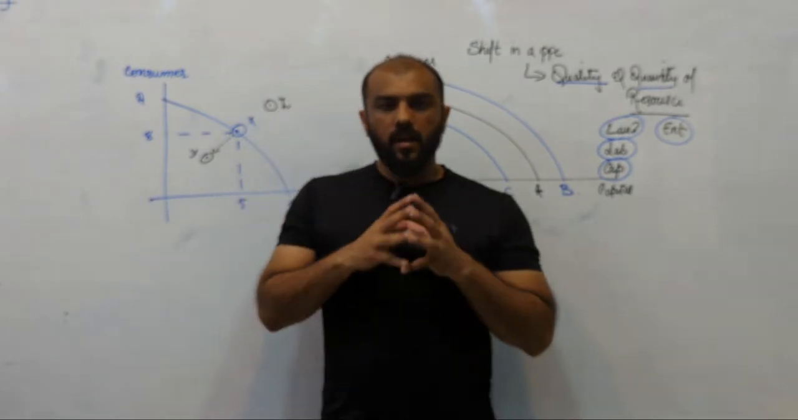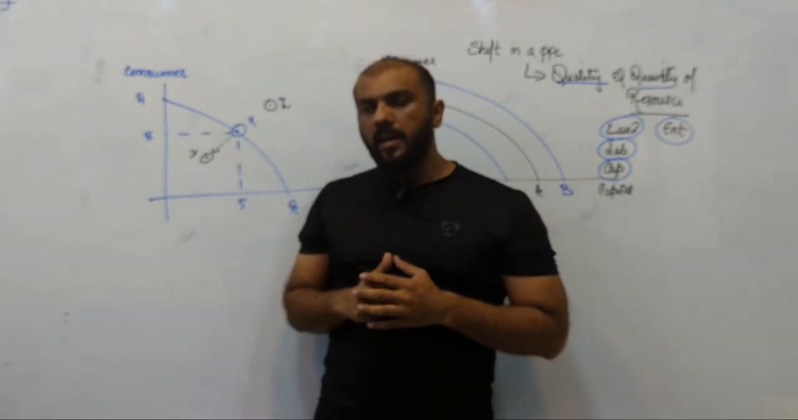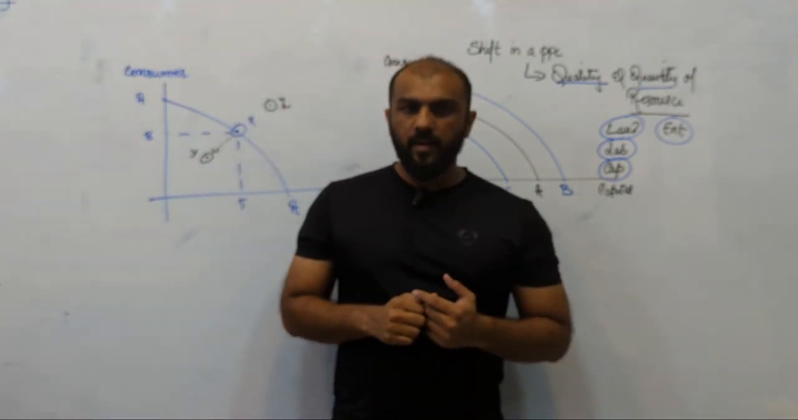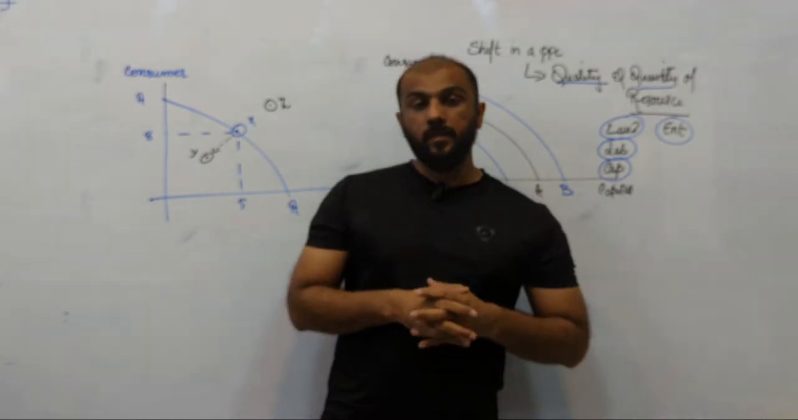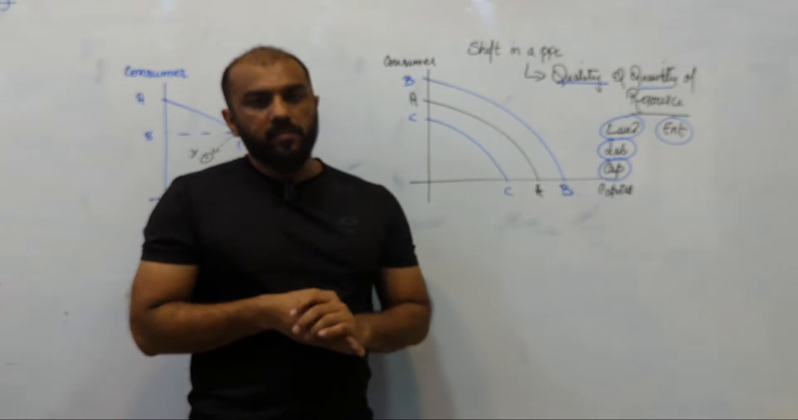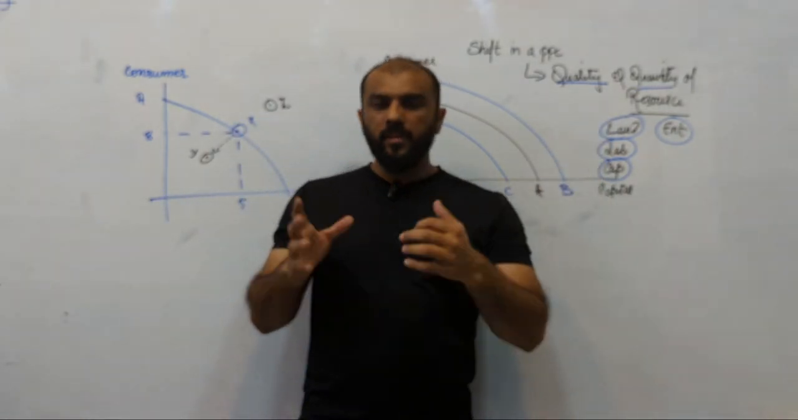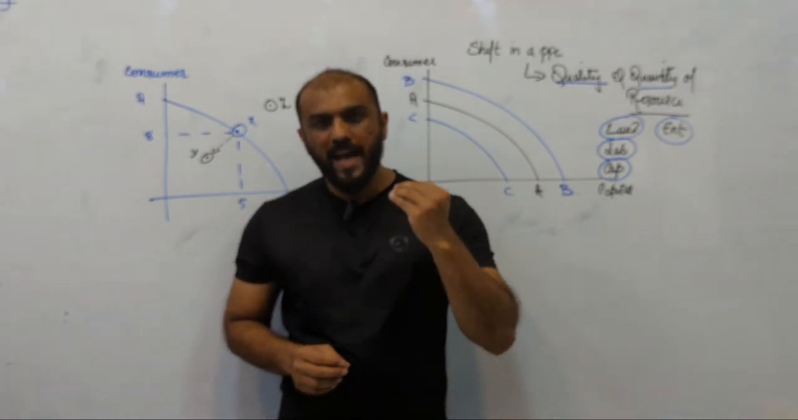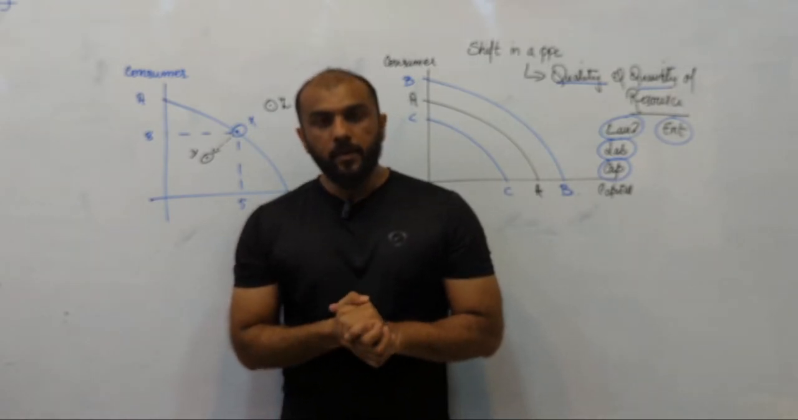Now there is a confusion between students regarding unemployment and a shift inwards. So let's clarify, but before we clarify, let's look at some reasons why a PPC would shift. This is one reason, but we can derive 20 reasons out of this one reason. For example, if we were to use new technologies on natural resources, which is land, what would happen? We would be able to produce more.